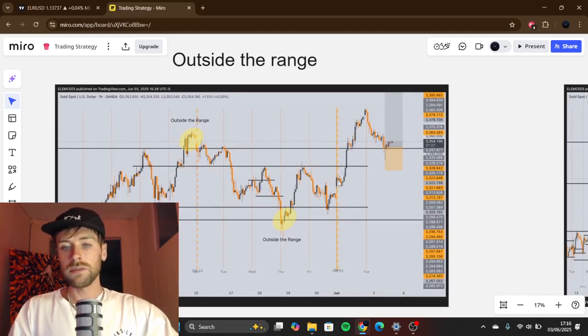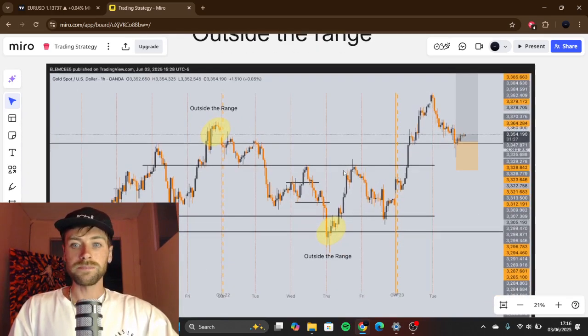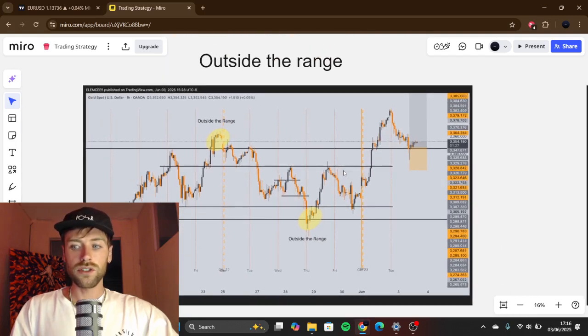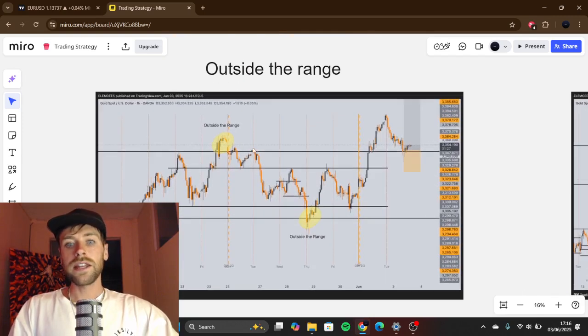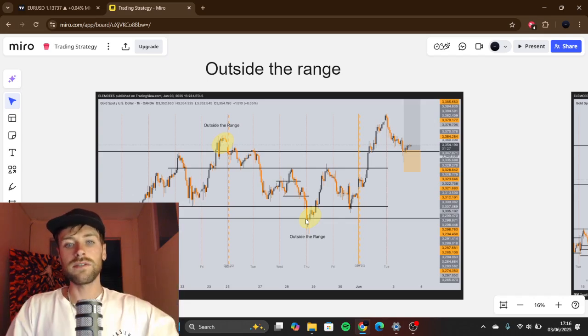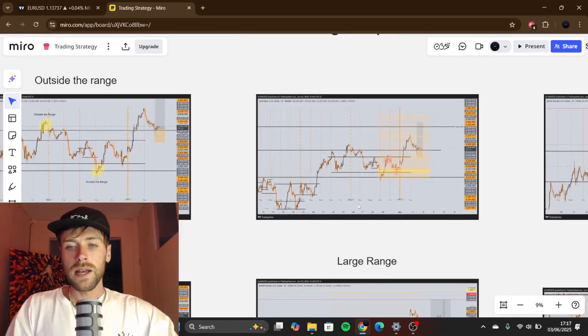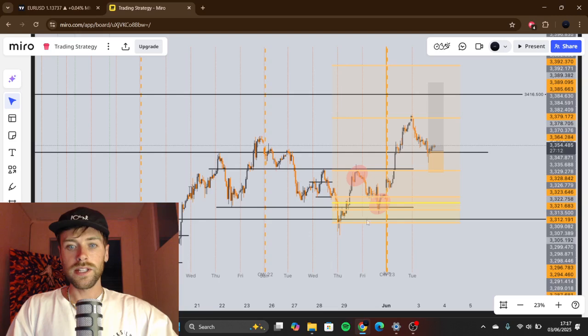Like, okay, shall I trade it from this demand zone or this demand zone or this demand zone here? I did trade supply and demand concepts for a while, about a year, and I just found it super subjective. So for me, the larger high and low is less subjective, and it's easier to spot. And then you can see here, this is the high and the low.